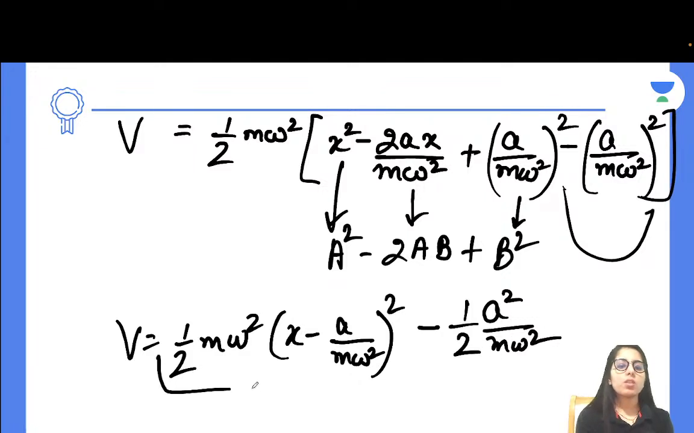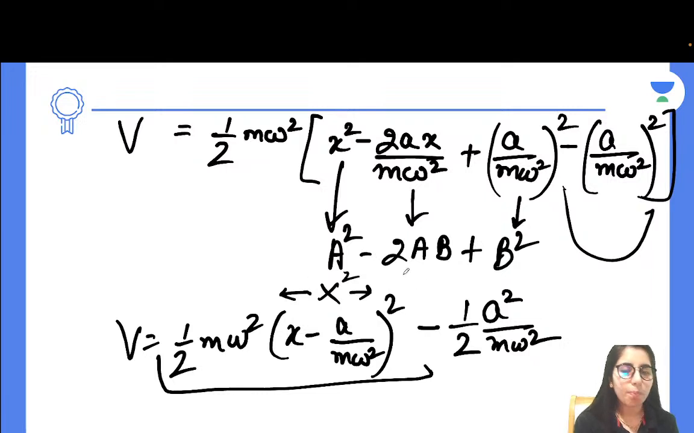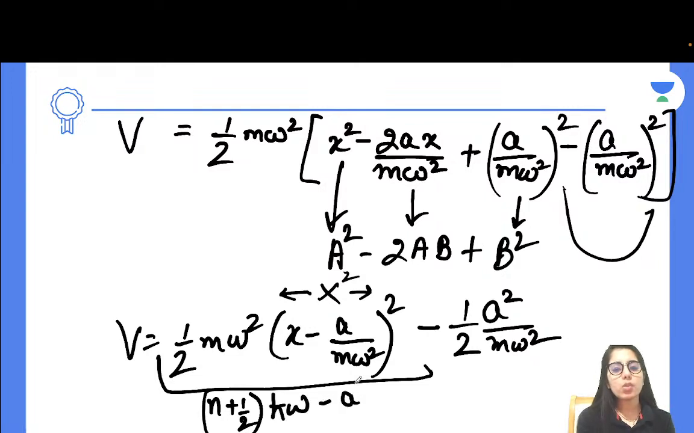So this is the same as the capital X if I write here, okay? This is the capital X you had. So this is capital X square, so half m omega square x square minus of this value. So its energy will be (n plus half) h bar omega minus a square over 2m omega square. This is what you will have. This is your potential expression.